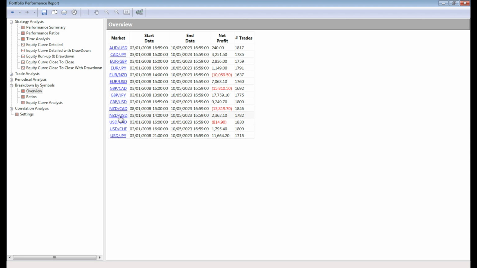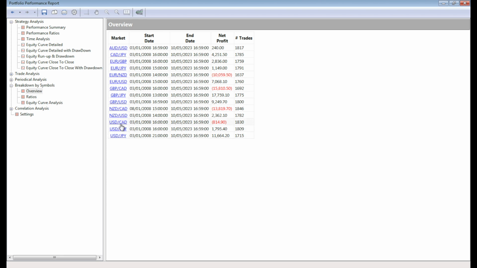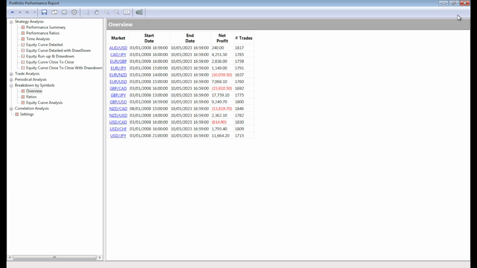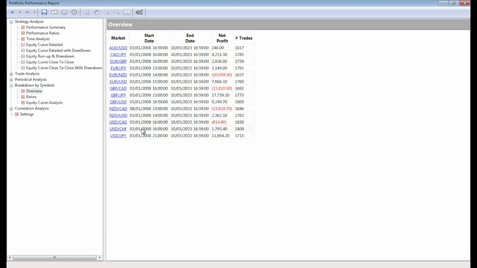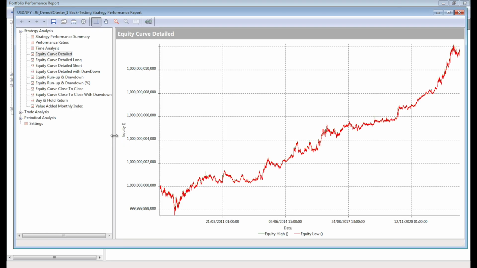New Zealand US is making a little bit of money with an irregular equity curve. US dollar Canadian is all over the place. US dollar Swiss franc is kind of all over the place. And the last one, looking at the daily highs and lows, dollar yen, which is a very nice equity curve, considering there's no other rules to the strategy, there's no stop loss or anything. Just buying the previous daily highs and shorting the previous daily lows works very well.